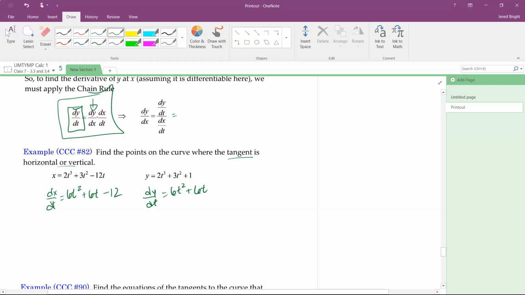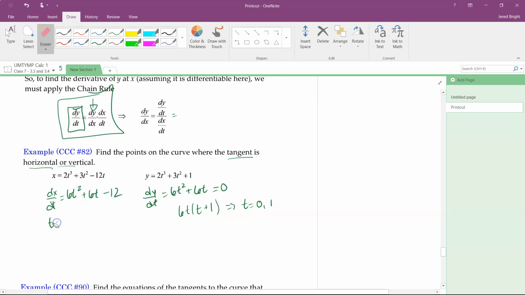If we want where it's horizontal, that would mean that the y component must be 0. So if I factor 6t times (t plus 1), that means that t is equal to 0 and minus 1 produces a horizontal tangent. But I haven't found the points yet. These are just the two time values.